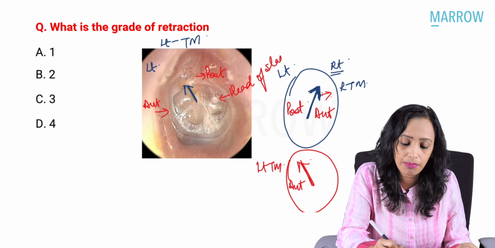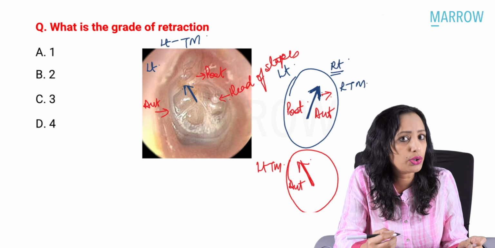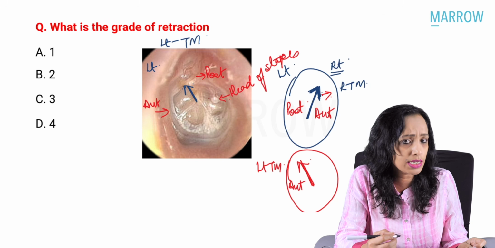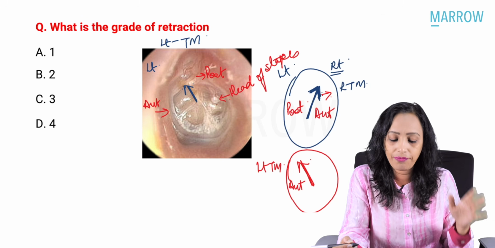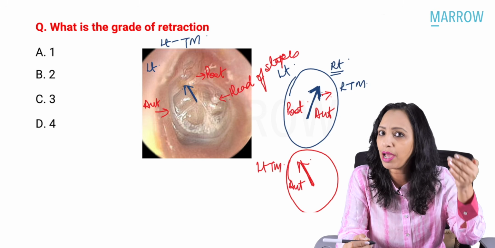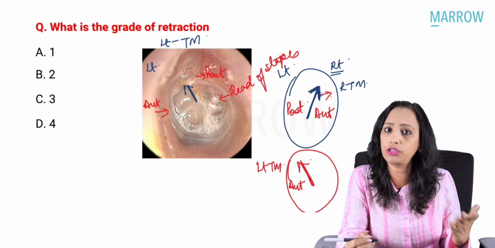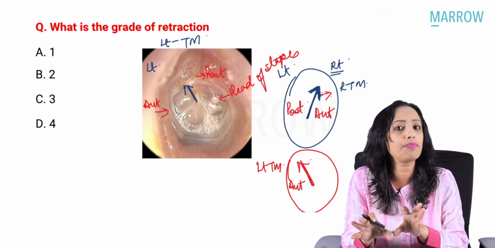We are not seeing the incus here. Probably the incus is necrosed. Is the incus the most common ossicle to get necrosed? Yes, it is. So probably incus is missing here. We are seeing the head of the stapes, and we can see that the head of stapes is so prominent here because the tympanic membrane is just touching the head of stapes, right? So that is what we have. We are clear once we are seeing this tympanic membrane.